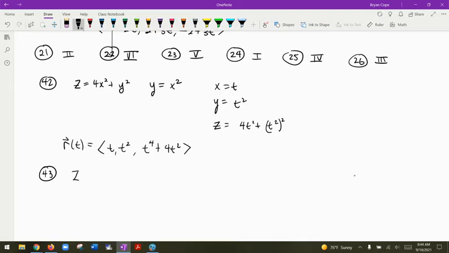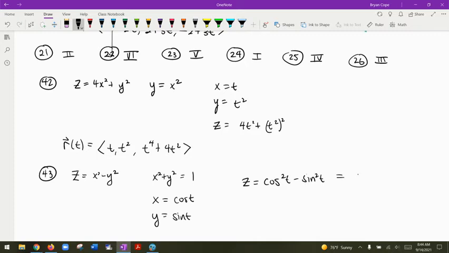Hyperboloid z equals x squared minus y squared. Oh, we did this one in class. And x squared plus y squared equals 1. Because of x squared plus y squared equals 1, we should let x be cosine t and y be sine t. And then z is cosine squared t minus sine squared t, which is the cosine of 2t.